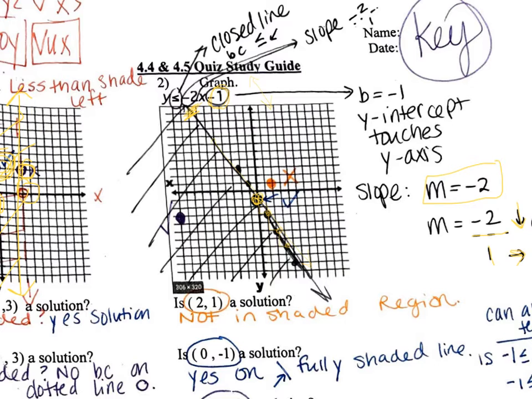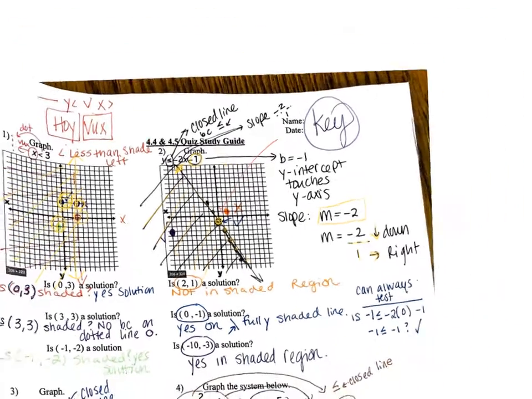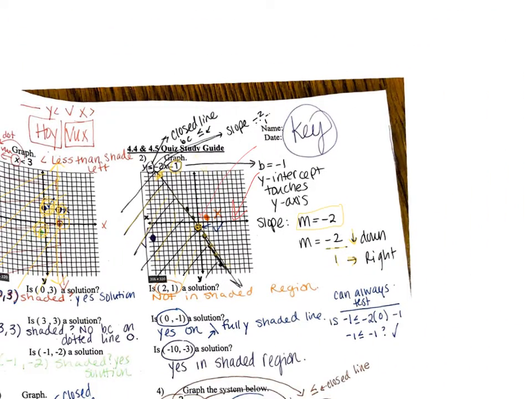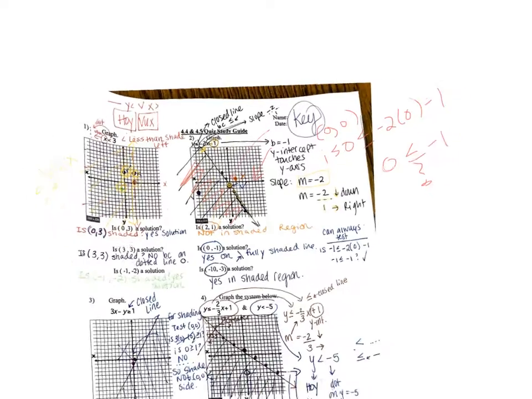And then I had to figure out where to shade. So I said the values are less than, so they're under. If you test a point, right? If you test 0, 0, it is right here, so it would be on this side of the line. So if I tested 0, 0, I would have to say to myself, is 0 less than or equal to -2 times 0 minus 1? Is 0 less than or equal to -1? Is that true or false? No, it's false, right? So that's why we did not shade the 0, 0 side, and we shaded the other side that 0, 0 was not on.